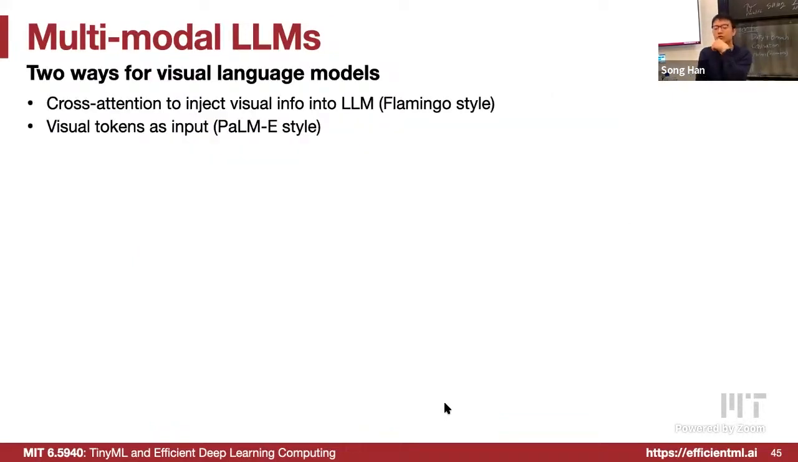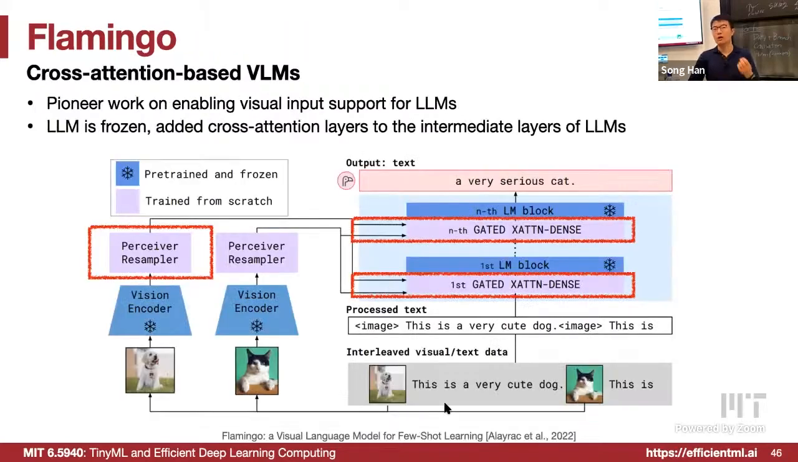There are roughly 2 ways for visual language models. One is use the cross attention. So there are 2 modalities. Use cross attention to inject the visual information into the language models. Okay, and the second part is more equal. Everything is tokenized. The image is tokenized. The language is tokenized. Tokenize everything. To treat visual tokens as input, which we call PaLM-E style. And let's see the first one, the cross-attention-based visual language model.